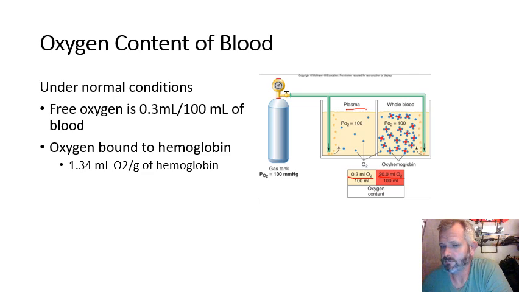And this is key because remember the low solubility of oxygen. If this hemoglobin wasn't here, we would be stuck with this very small amount of oxygen. But as we diffuse oxygen in, it binds to hemoglobin, and that allows us to diffuse more oxygen in. But again, the bulk is bound to hemoglobin.